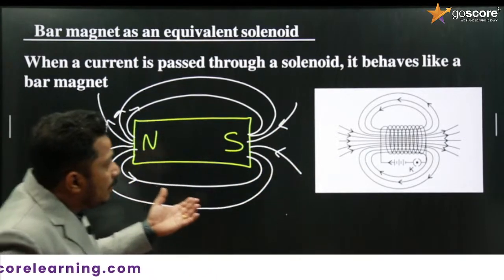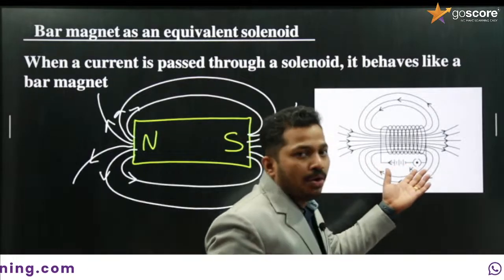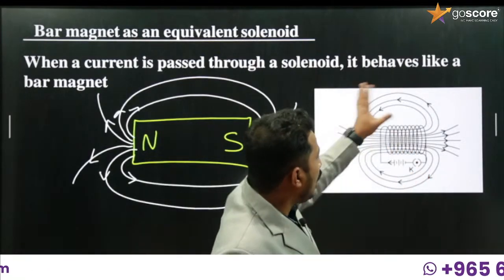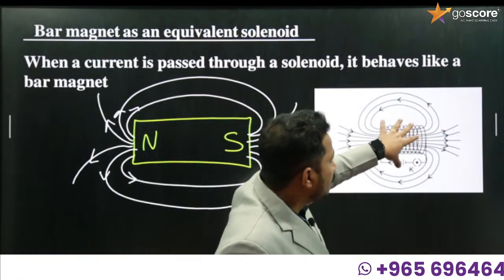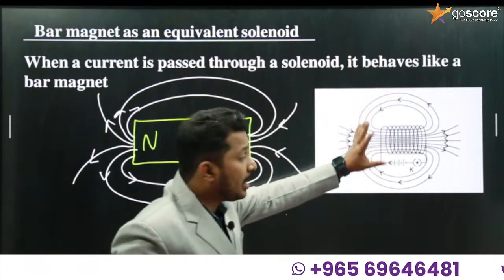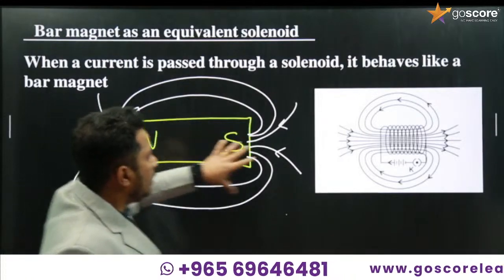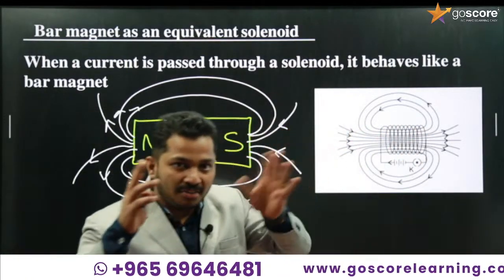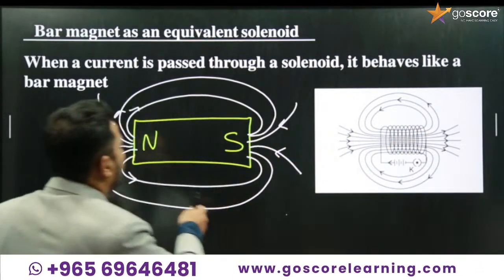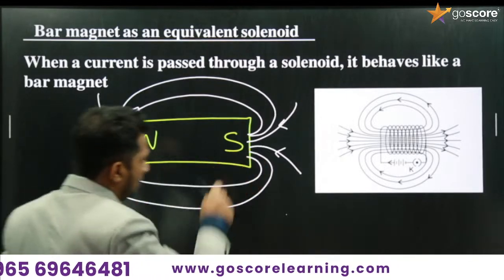Now just see the magnetic field formed by a solenoid. We have explained how a solenoid forms this kind of magnetic field lines in the previous chapter. Look at the resemblance of the magnetic field lines of a bar magnet and a solenoid. The magnetic field lines have very much resemblance.